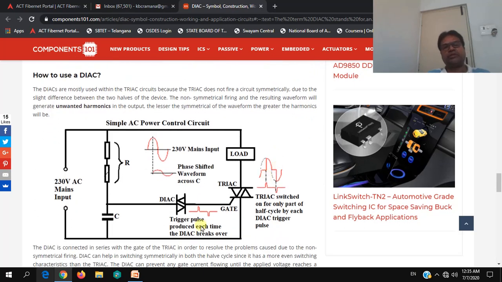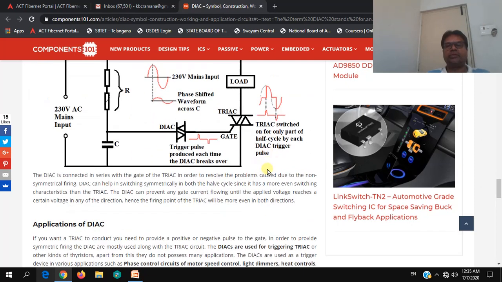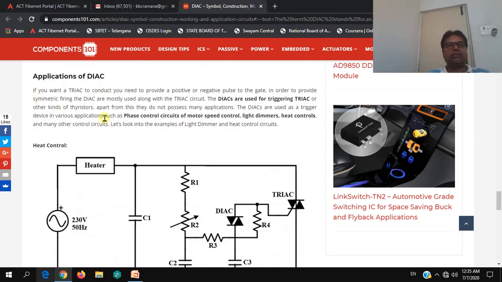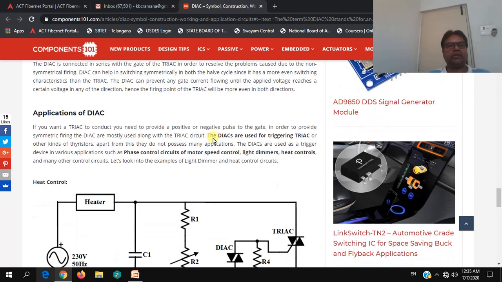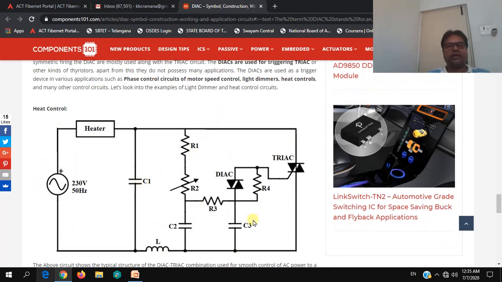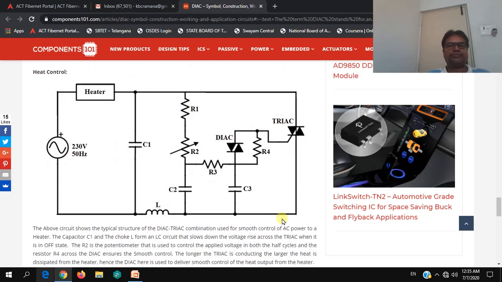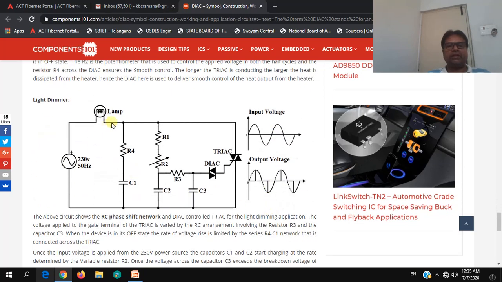When it comes to applications, in this circuit diac is used in conjunction with triac, and the two fire the triac via its gate. Diac is used as a triggering device for the triac in a simple AC power control circuit. Other applications of diac, apart from triggering of triac, are a heater circuit, where again diac is used to trigger the triac, and a light dimmer circuit, again with diac as the triggering device for triac.